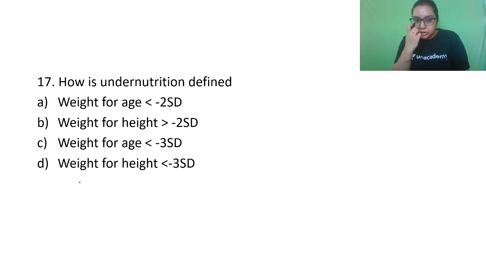Okay, now this is similar to SAM but a different question. How is undernutrition defined? Weight for height less than minus 2 SD, weight for age less than minus 2 SD, weight for height less than minus 2 SD, weight for age less than minus 3 SD, and weight for height less than minus 3 SD.